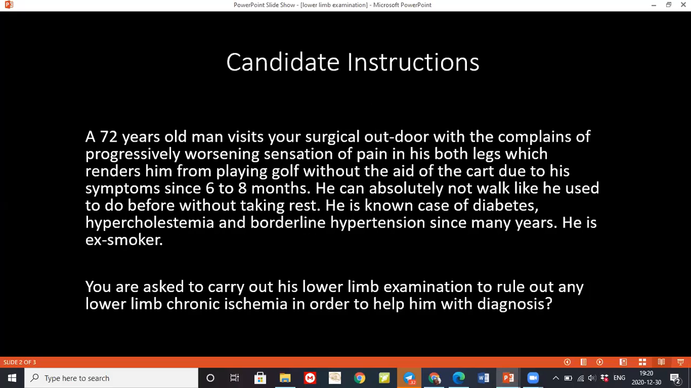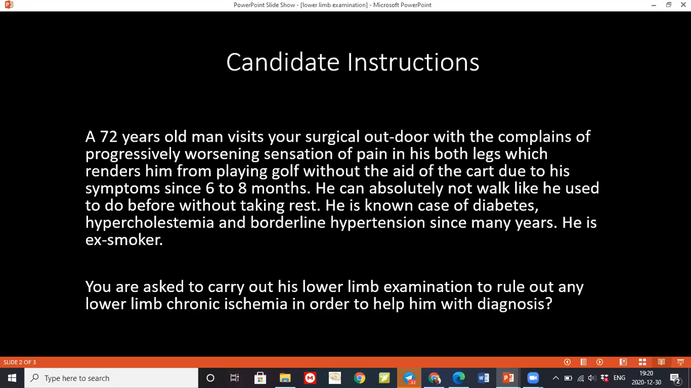Then I used the Doppler, which was audible. There was no audible bruit, and the ankle brachial pressure index may be below 0.5 or 0.3 in one limb. What is your differential diagnosis? Yes, for this patient, my most probable diagnosis would be a case of chronic lower limb ischemia, ma'am.